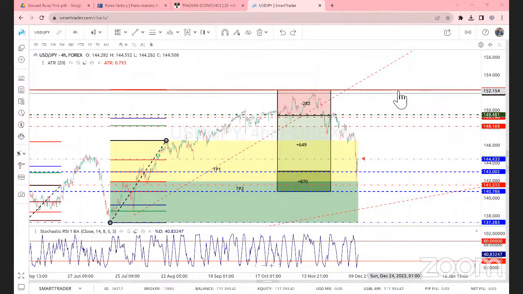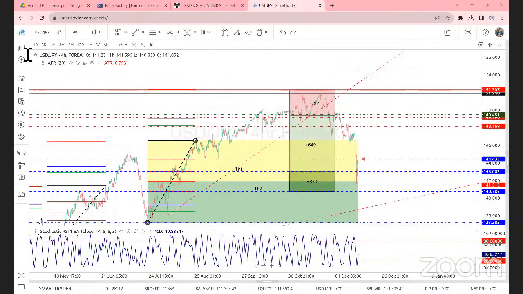Awesome. So that's good work. Good work, right? If you guys took it, TP hit, I think. Oh, you have to go check. Okay. So that's good. That is good. So that is the dollar yen.